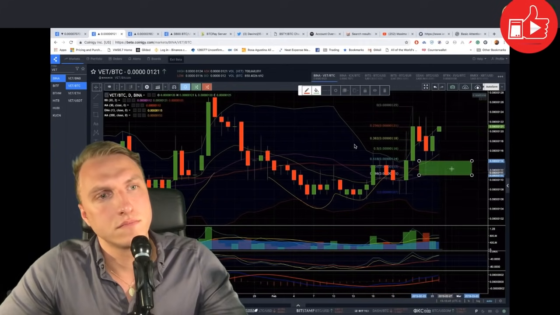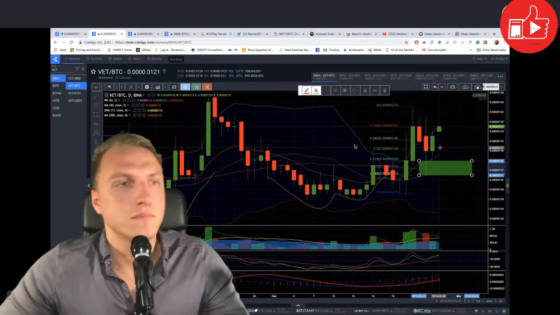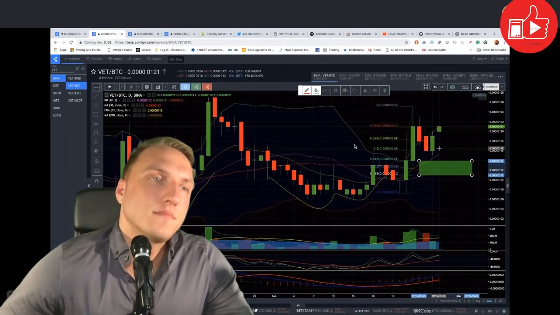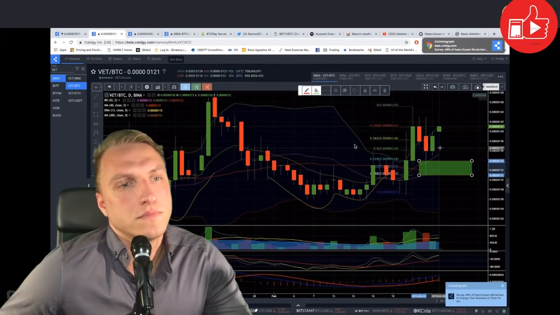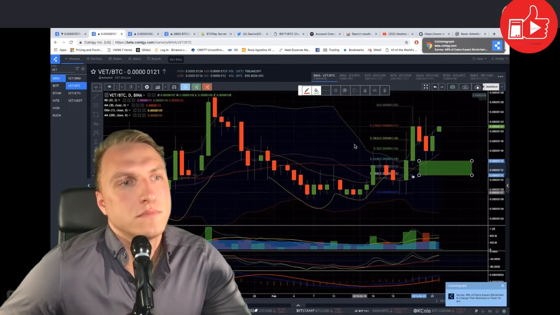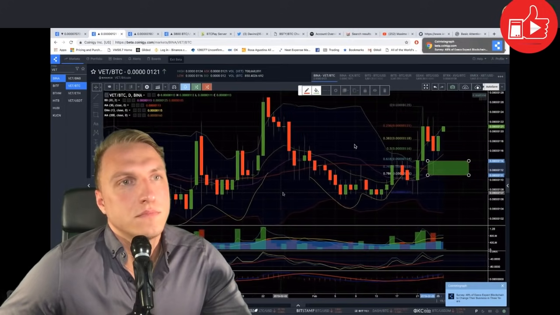You could try and sprinkle some orders down here. Who knows? It might cut back down into this level and give you a fill. But if you really want to get into this, maybe with a very small percentage, like 0.1, 0.25%, you can buy just above the 13 EMA, because this thing looks like it could run any moment now.